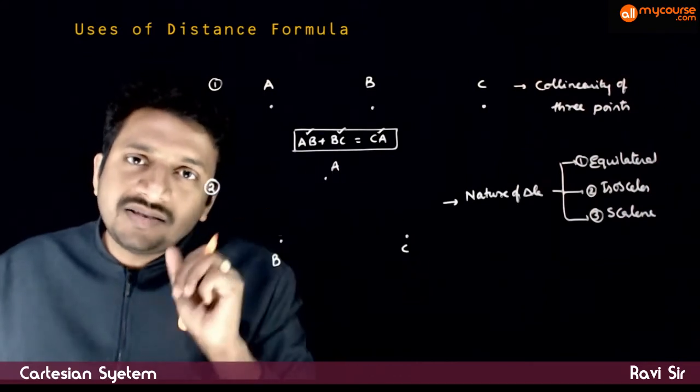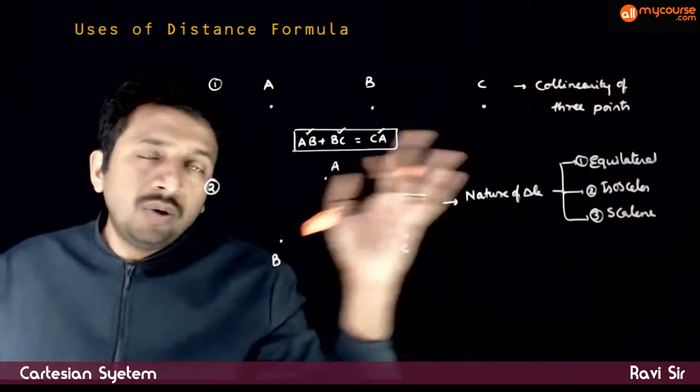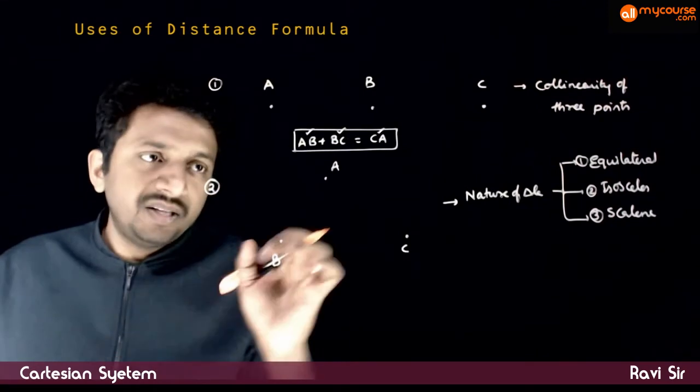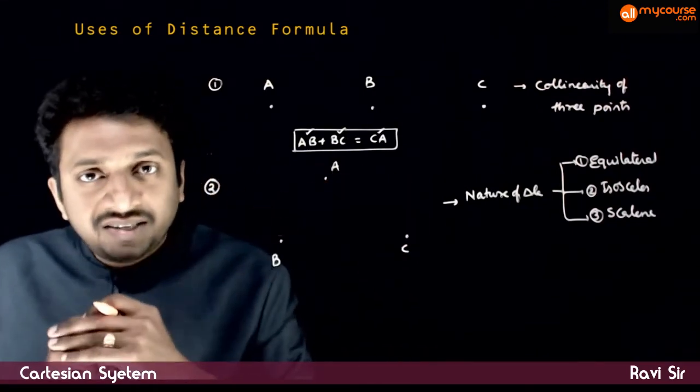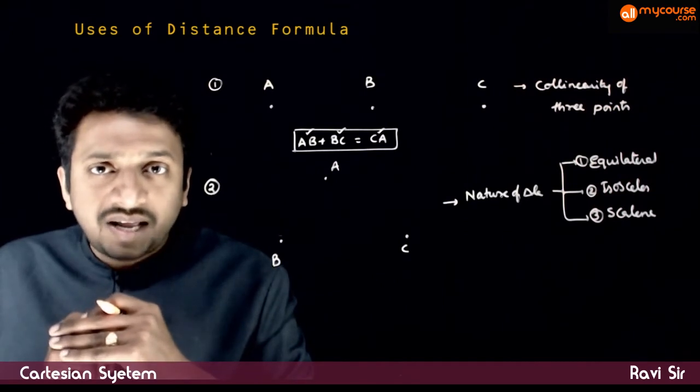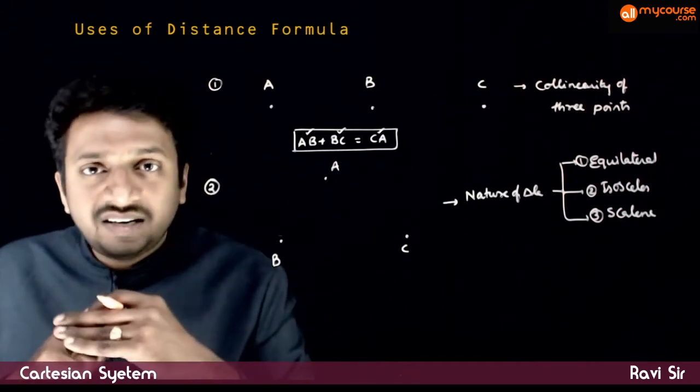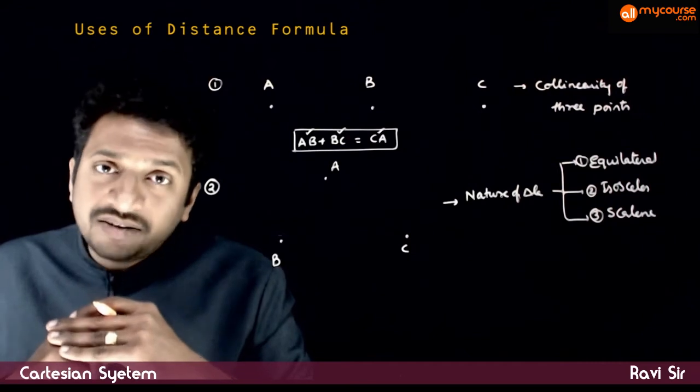You find all the 3 distances. If all the 3 distances are equal, then it is an equilateral triangle. If only 2 sides are equal and the other side is not equal, then it is an isosceles triangle. If all the 3 sides are different, then it is a scalene triangle.